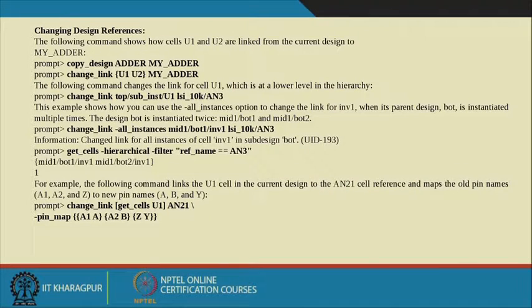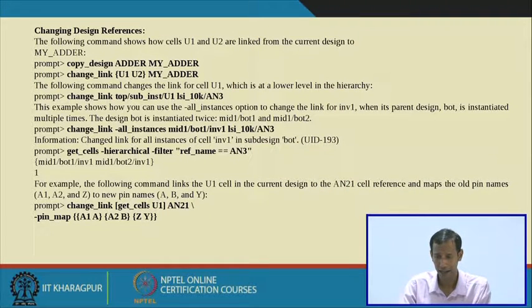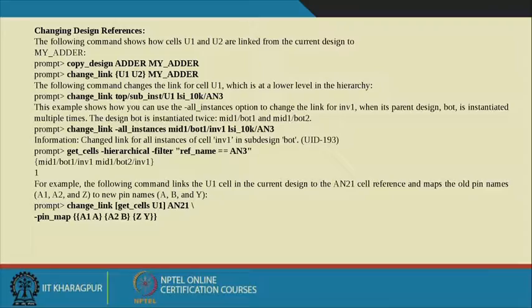There are several other examples of that, and you just see the last example. This particular change_link command links the U1 cell in the current design to AN21 cell references and maps the old pin names A1, A2 and Z to new pin names A, B, Y. That means suppose in the earlier reference the pin names were A1, A2 and Z. Now I want to change the pin names to A, B, Y. So how can I do that?